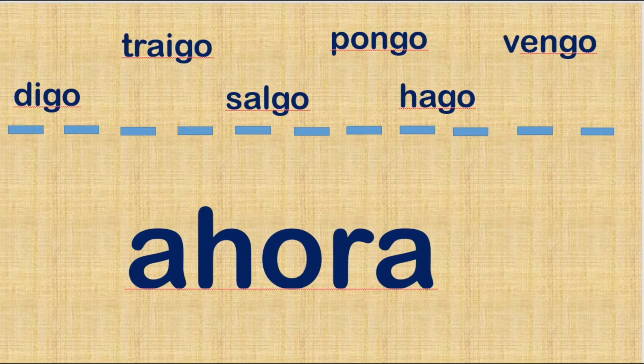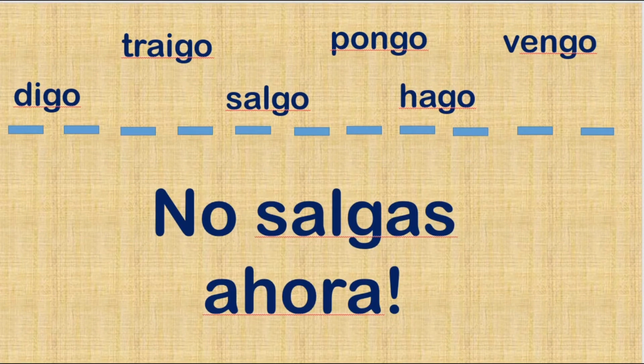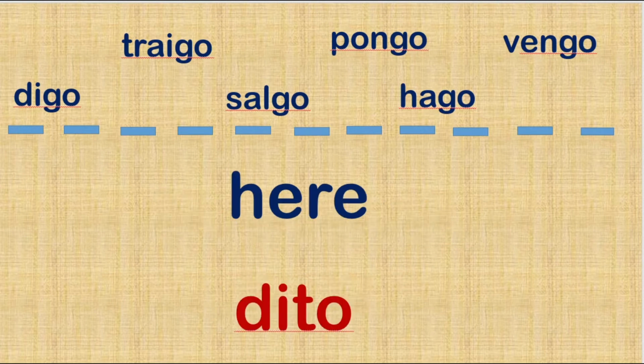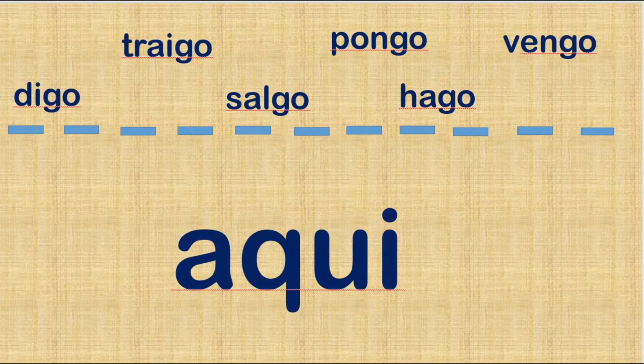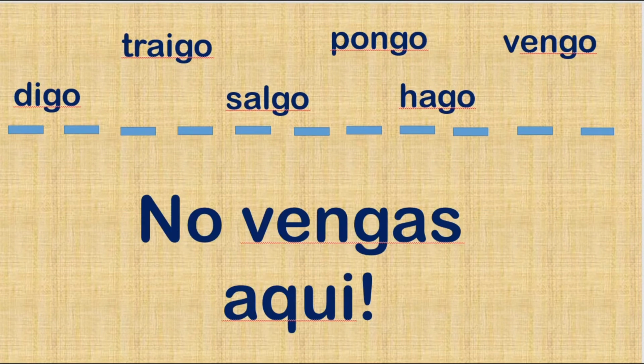What about don't go out right now? Huwag kang umalis o lumabas ngayon. No salgas ahora. And if you would like to say here or dito, that would be aquí. So how would you say don't come here? Don't come here. Wag kang pumunta dito. No vengas aquí.